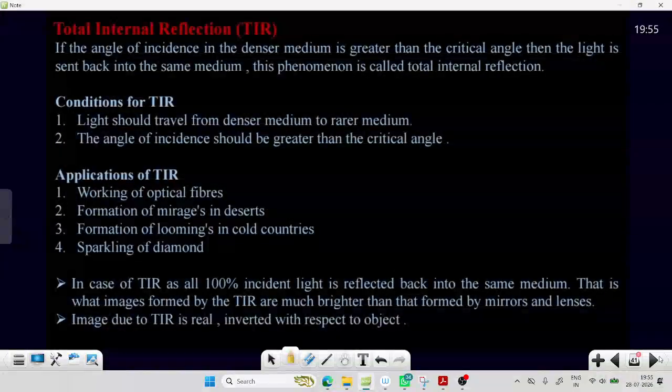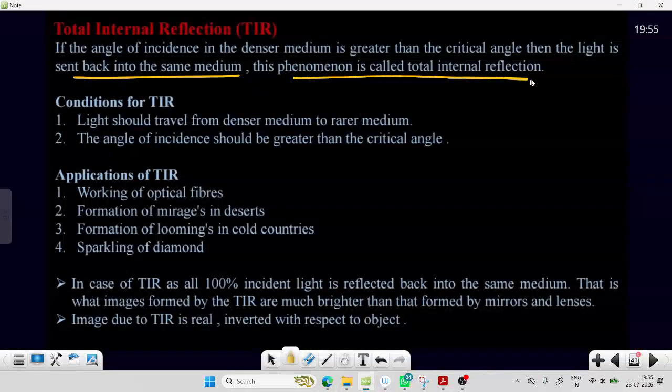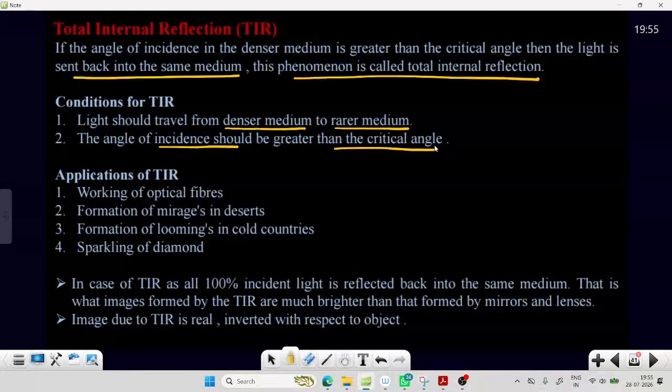Now, what we call this mechanism is: if the angle of incidence is greater than the critical angle, then what happens to the light ray? It is sent back to the same medium. This phenomenon is called TIR. To have a TIR, the first condition is that light should travel from a denser medium to a rarer medium. And the second condition is what? The angle of incidence is greater than the critical angle.